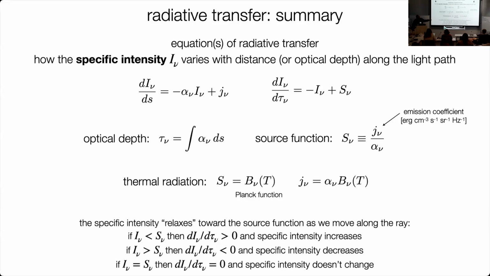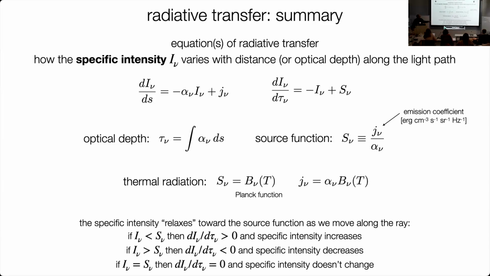The nice thing about this fairly simple equation is that you can see that this specific intensity relaxes, as we say, towards the source function. If I_nu is less than S_nu, then this whole thing is positive and I_nu increases. Whereas if I_nu is bigger than S_nu, then this thing is negative and I_nu decreases. And if I_nu is equal to S_nu, there's no change. So you always go towards the source function as you move along the path. As the optical depth increases, the specific intensity becomes the source function.